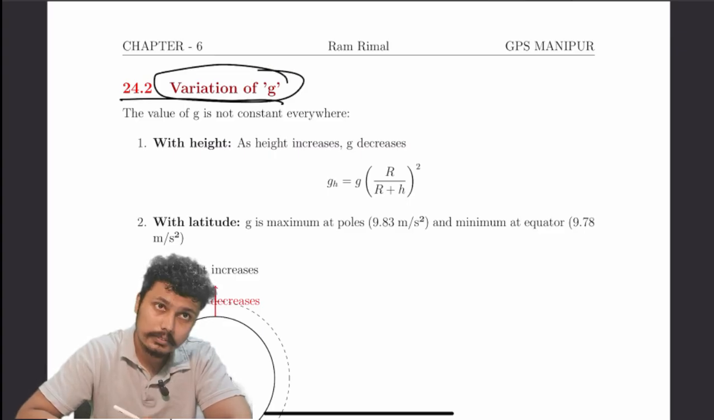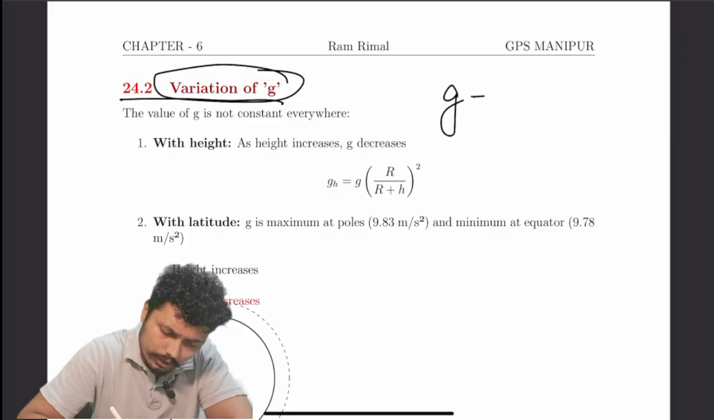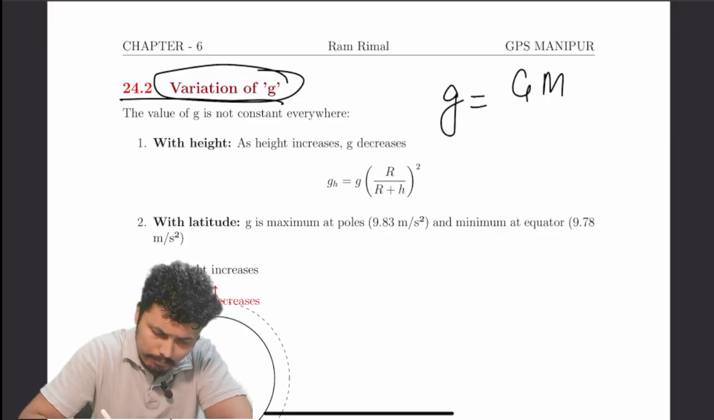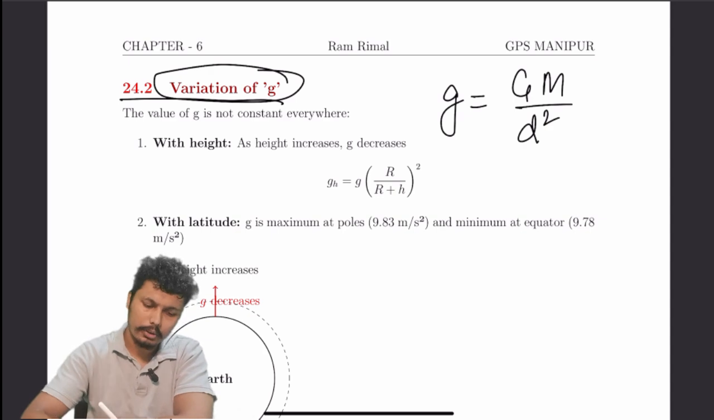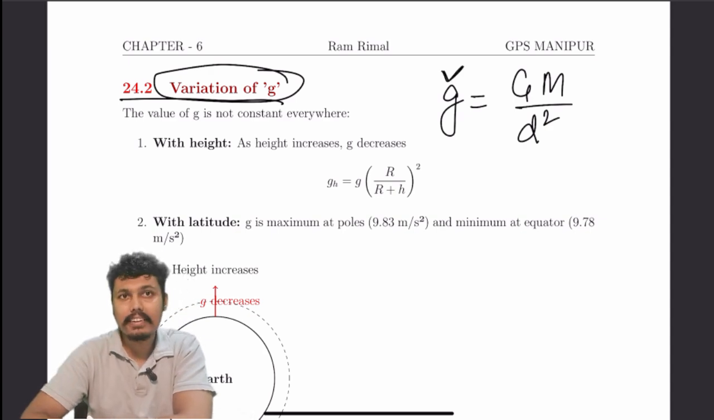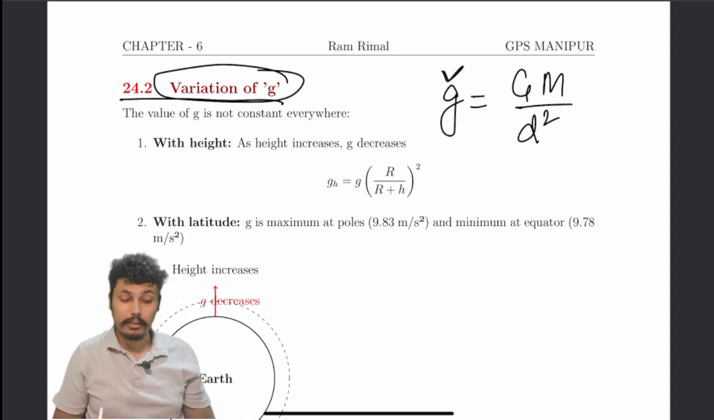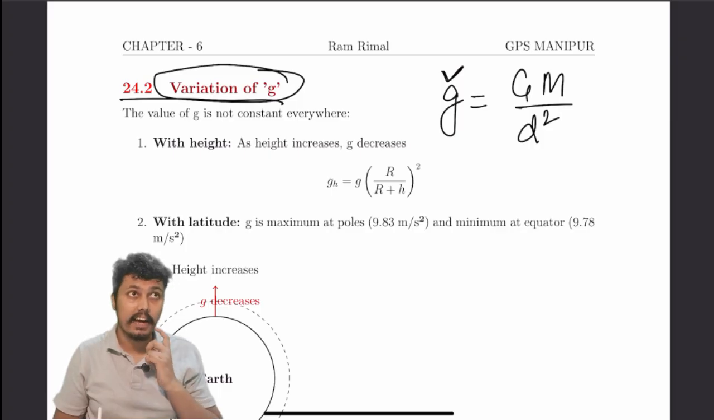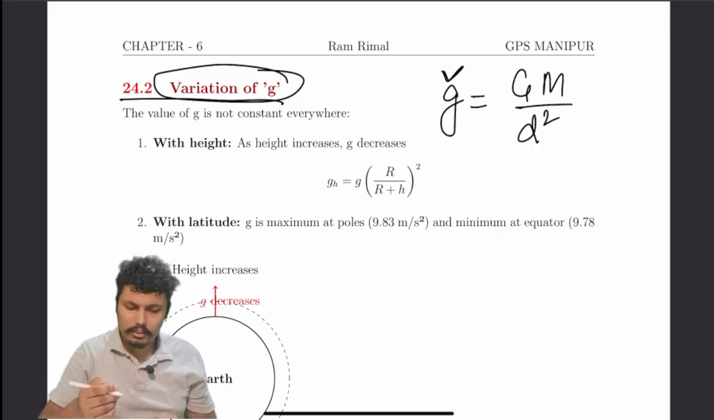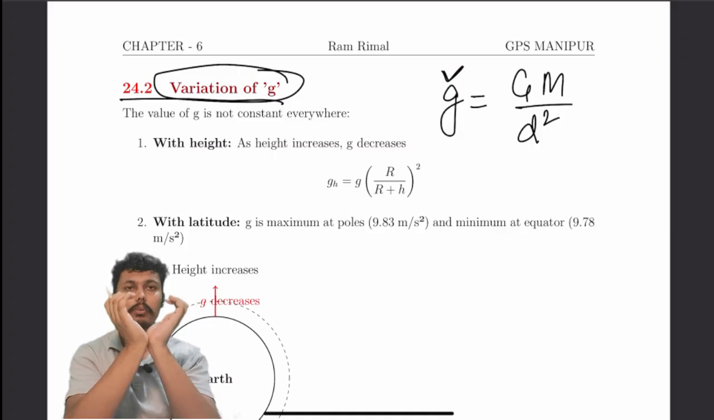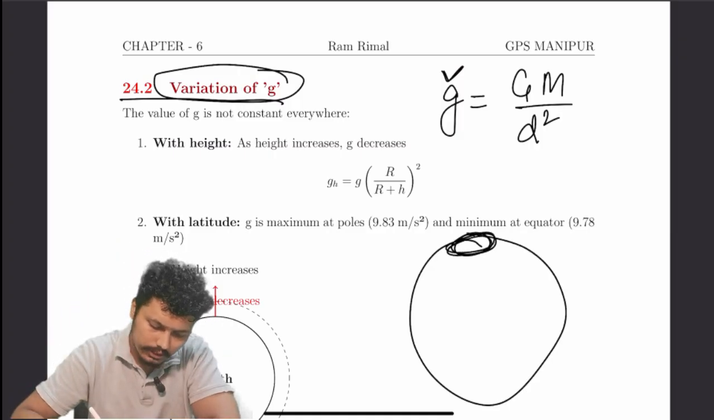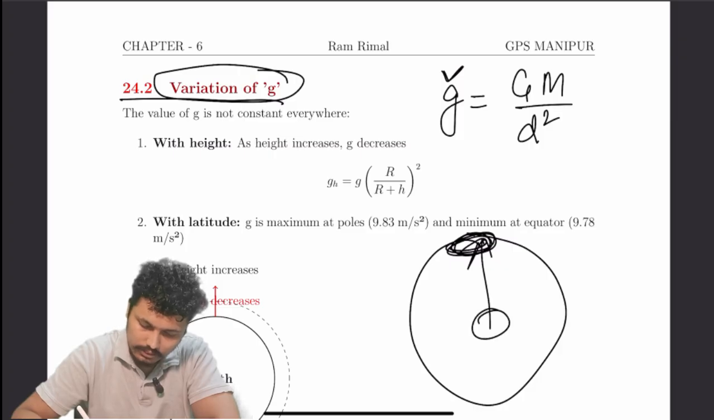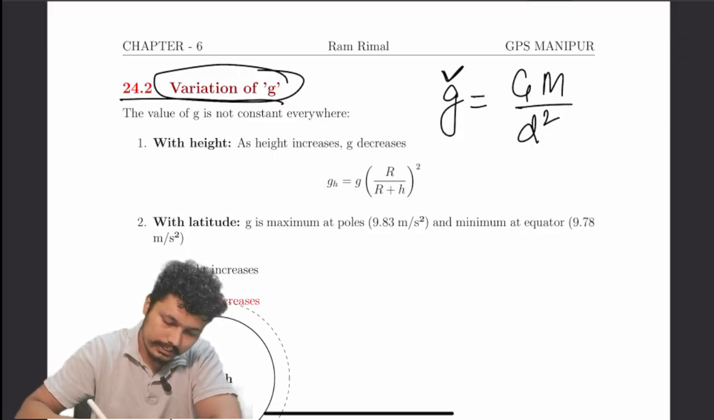Variation of g. So g is equal to GM by d square. Now what will happen to the value of g if I increase the height from the earth? You know the earth, right? Earth is not circular in shape, it is actually spherical. The earth has a shape something like this.